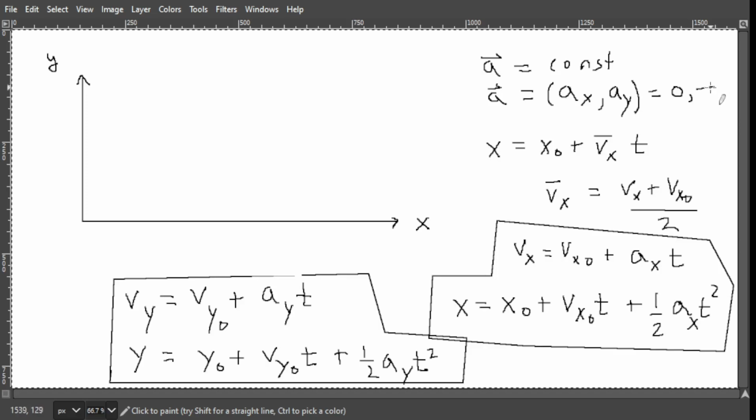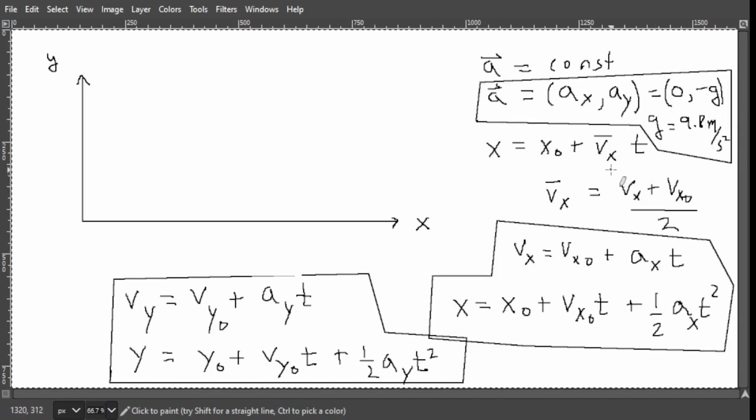It's minus g, acceleration due to gravity, straight down. Well, here g is 9.8 meters per second squared. Acceleration due to gravity, straight down. So here's our acceleration for projectile motion. It's just got one component that's not 0. That's the y component. So now we can go ahead and put that into our projectile motion equations over here.